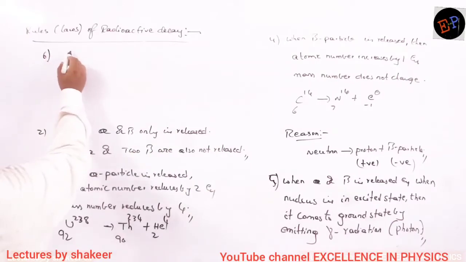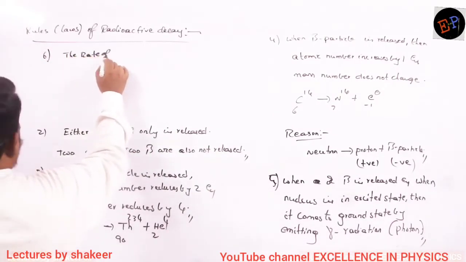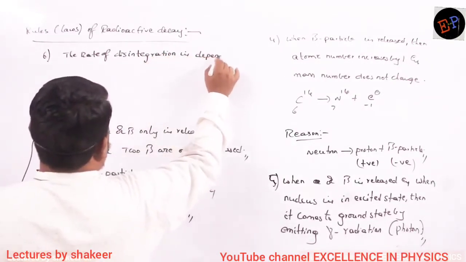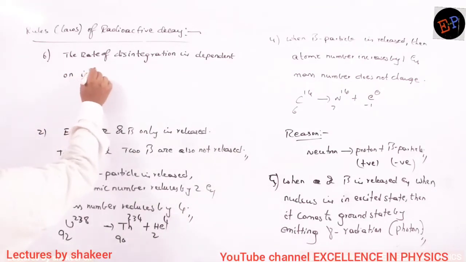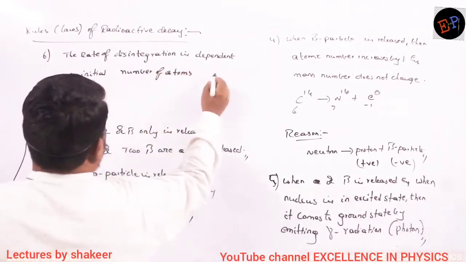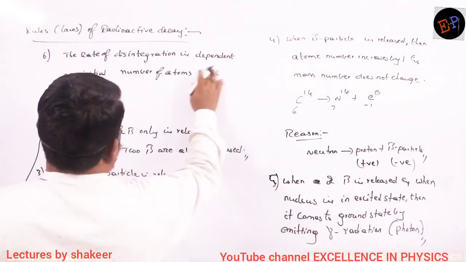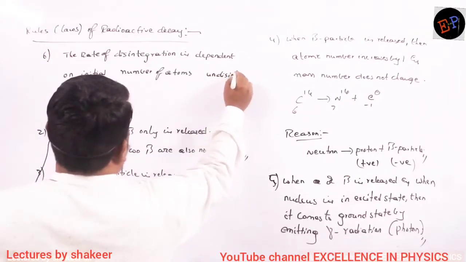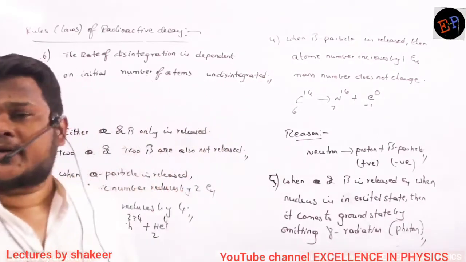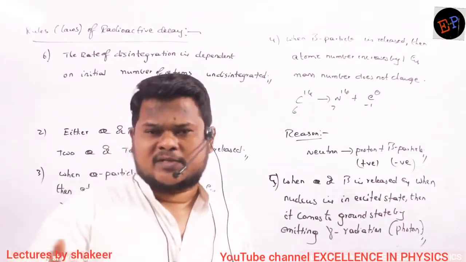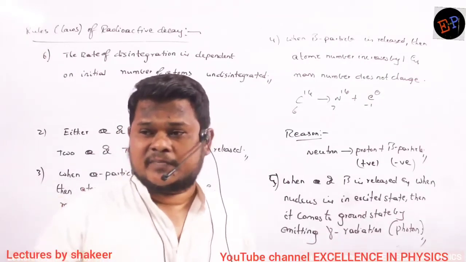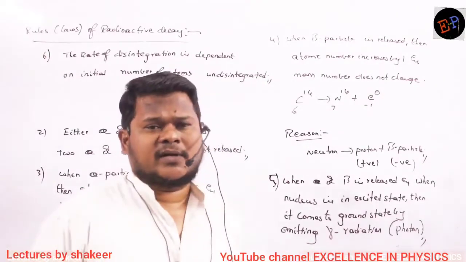Okay, the sixth one. The rate of disintegration is dependent on the initial number of atoms not disintegrated, or undisintegrated. What is the meaning of this statement? How many atoms are disintegrating per second? Disintegration means the emission of alpha or beta. And how many atoms disintegrate per second depends on how many atoms are present which are not decayed, which are undecayed.